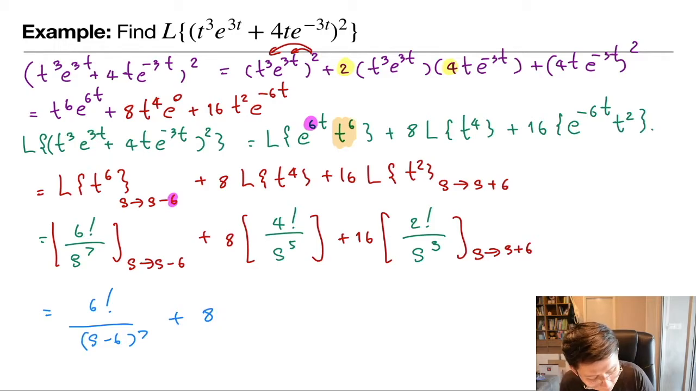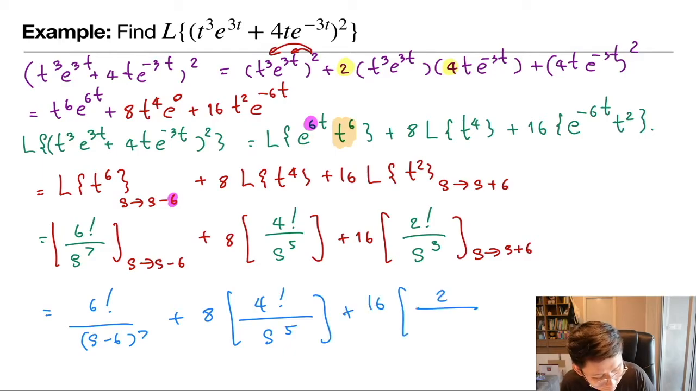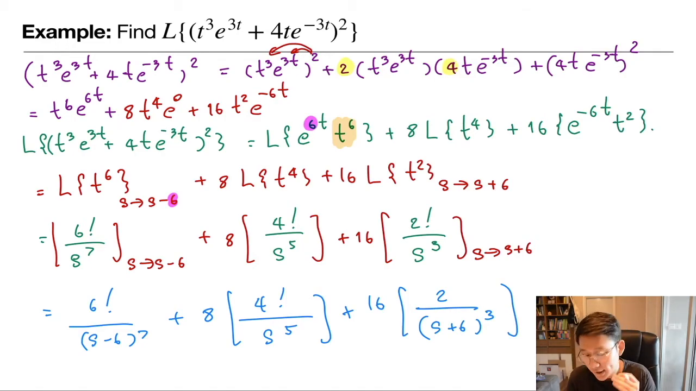4 factorial divided by s to the 5 plus 16 times 2 divided by s plus 6 to the 3, and that's it. That is the solution. Okay, as simple as that.